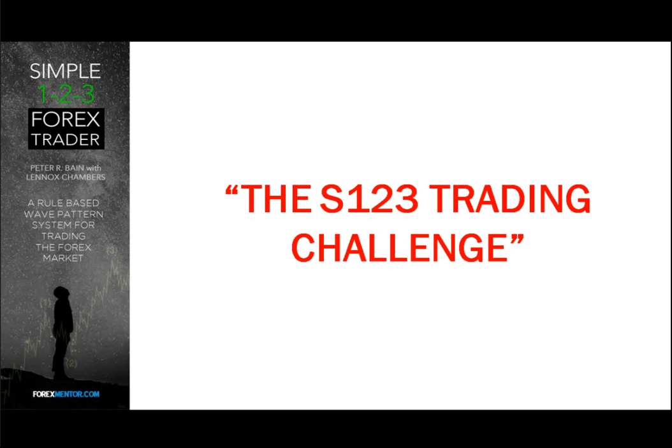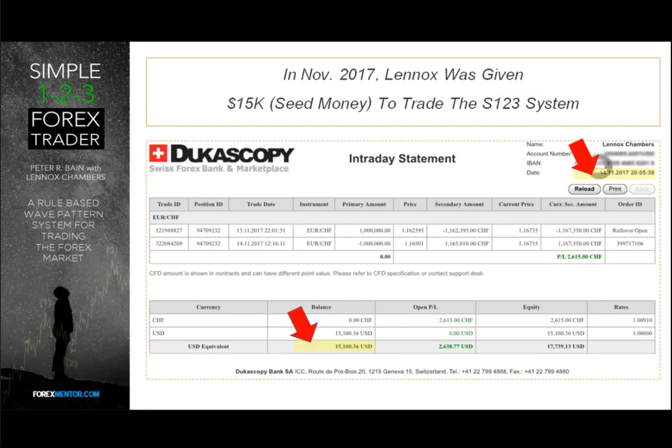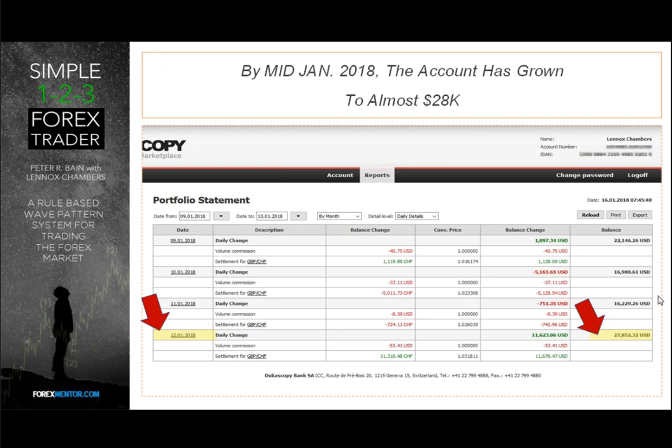We suggested that we all kick in some seed money to the tune of about $15,000. It ended up being 15 and change in the Dukascopy account. That's where I trade as well. And we suggested that Lennox try to double that just to see what he could do. So within a very short period of time, that was actually towards the end of 2017, early January of 2018, 1 month later, he had ramped that $15,000 and change up to almost $28,000, which was quite stunning.